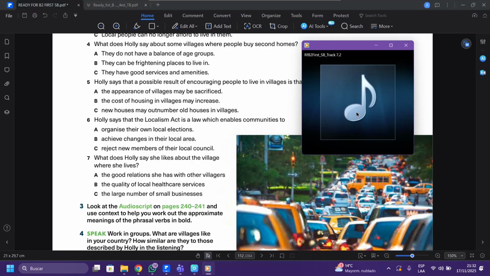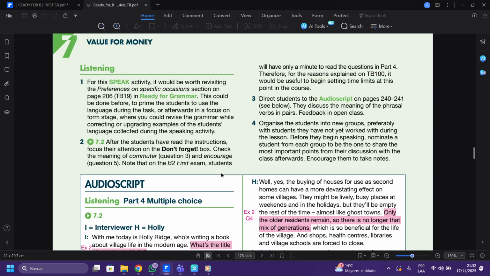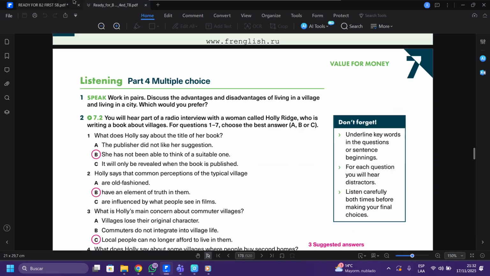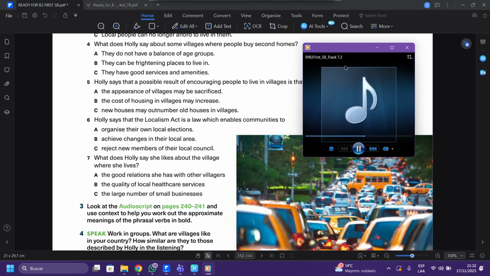And that's also a problem with second home ownership, isn't it? Well, yes, the buying of houses for use as second homes can have a more devastating effect on some villages. They might be lively, busy places at weekends and in the holidays, but they'll be empty the rest of the time, almost like ghost towns. Only the older residents remain, so there is no longer that mix of generations which is so beneficial for the life of the village. And shops, health centres, libraries and village schools are forced to close.